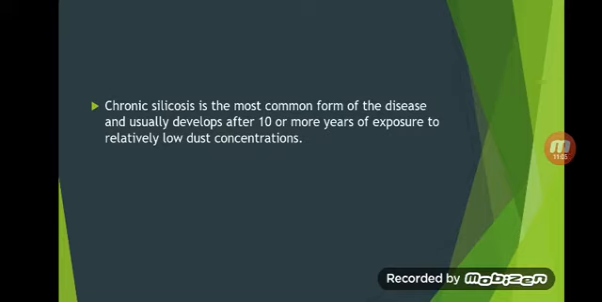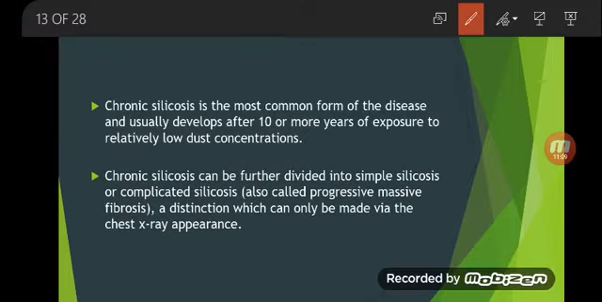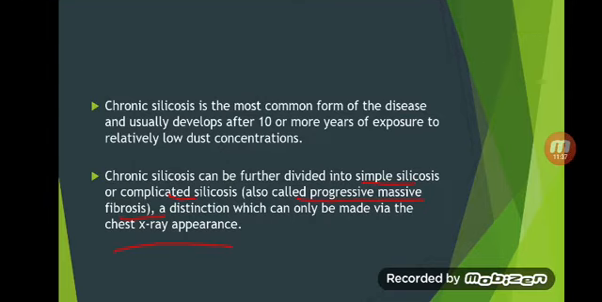Chronic silicosis can be further divided into simple and complicated. So we have acute, chronic, and progressive. The chronic can be simple or complicated, also called progressive massive fibrosis. This is a complicated chronic, a distinction which can only be made via chest X-ray. So we cannot say that the patient has simple chronic silicosis or progressive massive fibrosis, complicated silicosis, unless we do a chest X-ray. Okay.